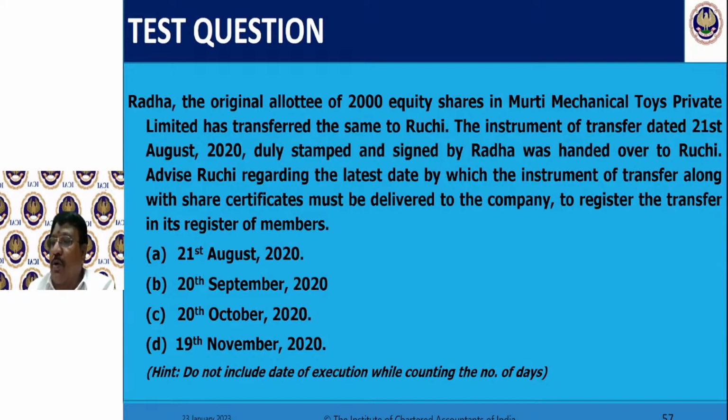Okay. So C is the correct answer. Hint, do not include the date of execution while counting the number of days. Got it? C is the correct answer. With this test question, I am not trying to test you. I am teaching you so that you will remember that the date of execution should not be included. So therefore, C is the correct answer.